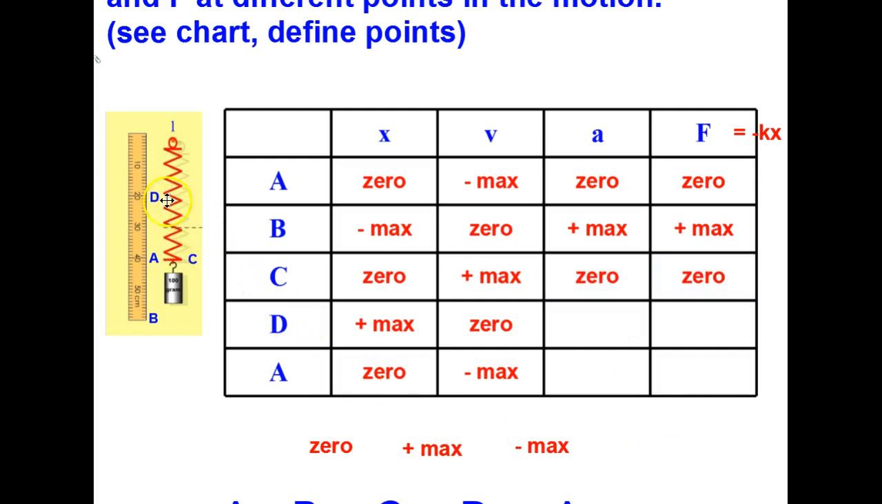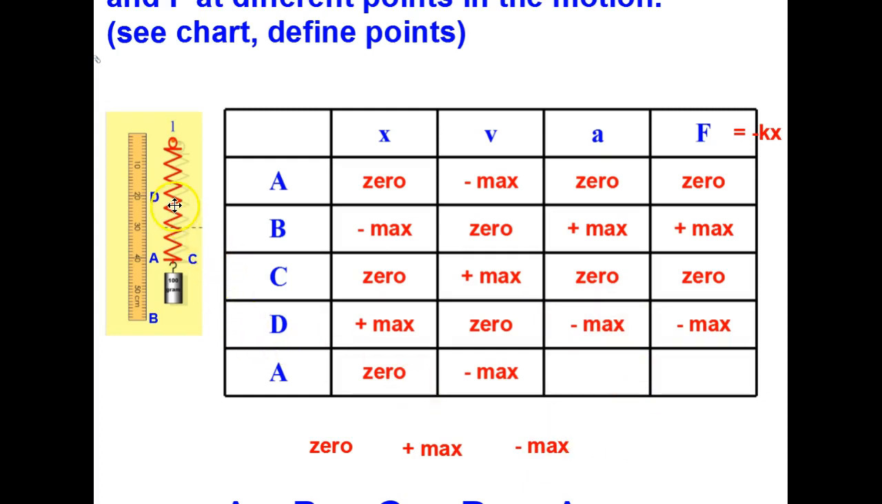At point D, where we have a positive maximum value for our displacement, in our equation, negative k times positive max would be a negative maximum value for our force. Newton's second law follows that the acceleration also has to be a negative max value.